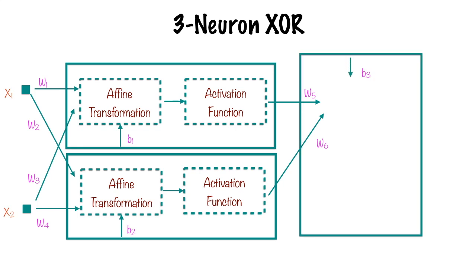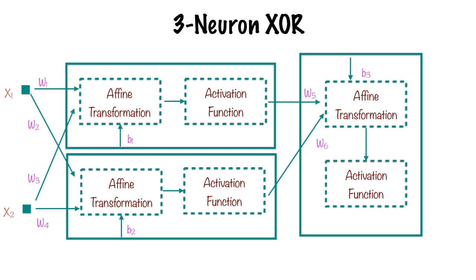Then the outputs of these two individual neurons will be passed into a third neuron. That neuron will also have an affine transformation and an activation function. And the output of the activation function of that third neuron will represent the output of the neural network as a whole. And that is what needs to match the truth table of the XOR function.